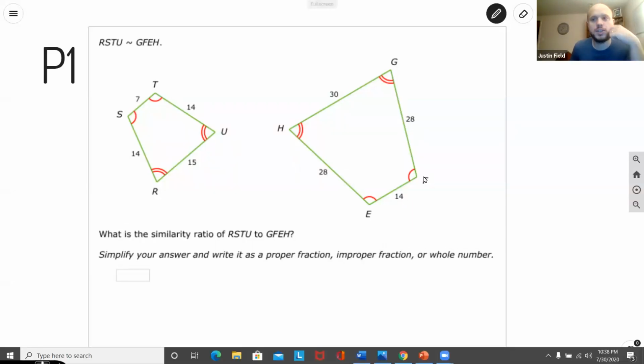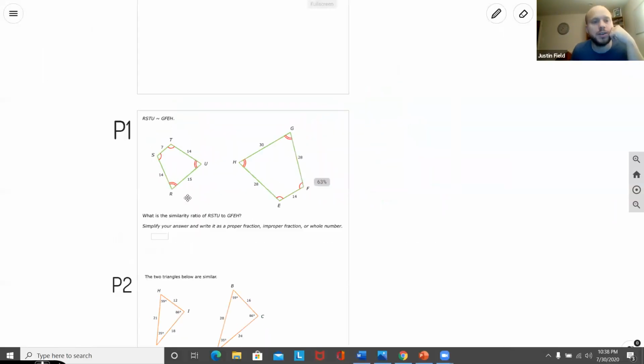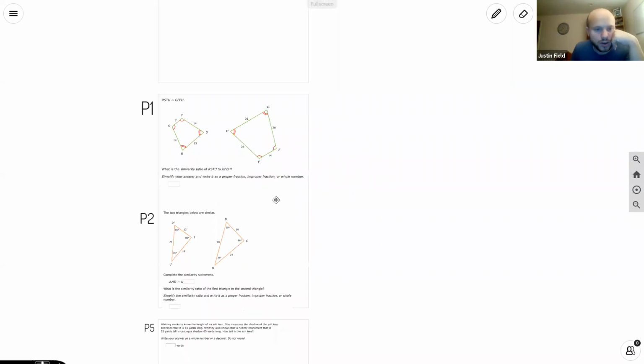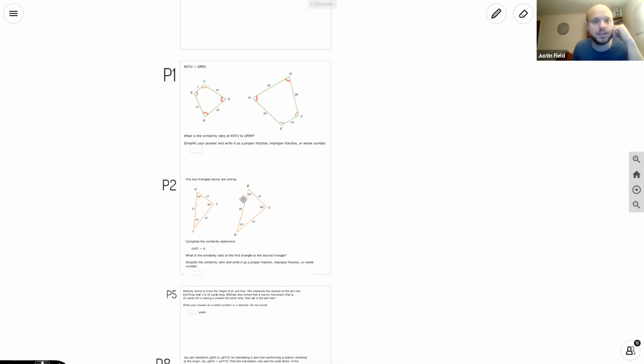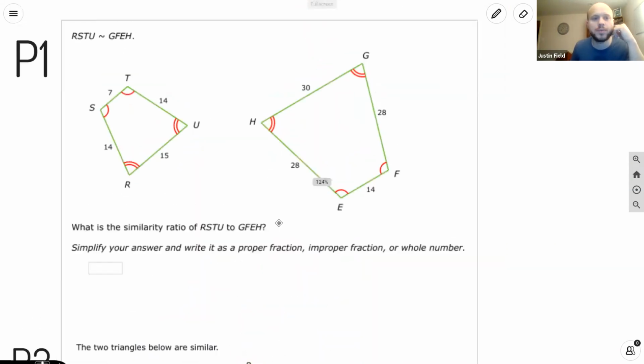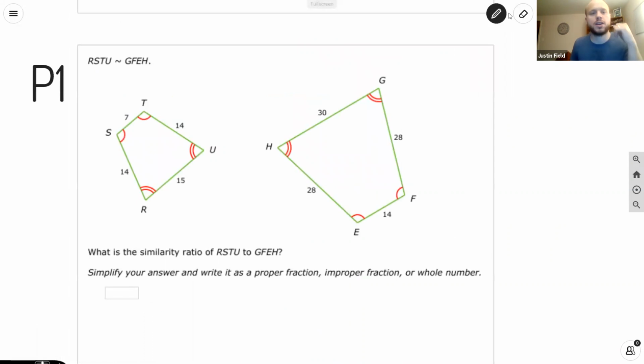All right, everyone, let's do some similarity assignments. We're going to cover P1, 2, 5, 8, 10, and 12 from IXL. So hopefully that's helpful. And let's start by looking at the similarity sign.